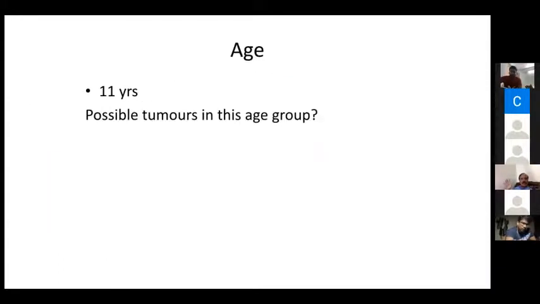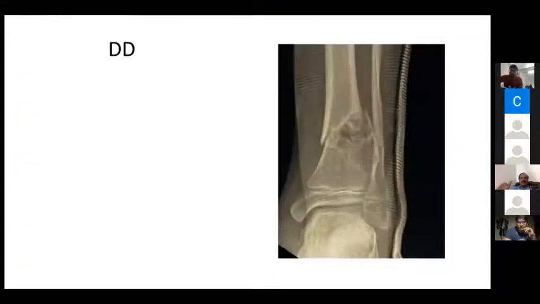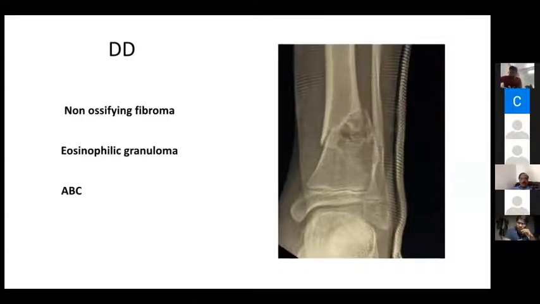Next one. So then what is the age? Age is 11 years. Which are the possible groups? Again, this helps to pinpoint. I want to discuss each and every one, and how it is not that particular lesion. So the differential: non-ossifying fibroma, eosinophilic granuloma.